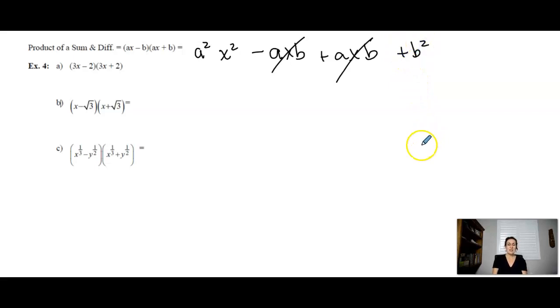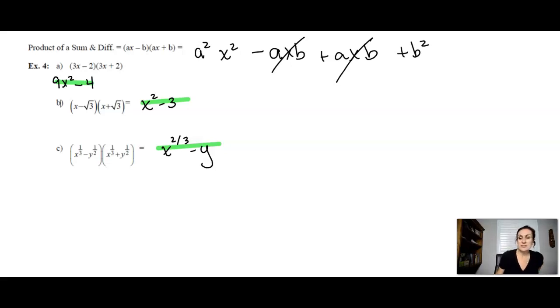So looking at example 4, if you want to try these on your own and then check with the video. The answers for example 4, if you had problems, I'm going to go over B and C right now. Otherwise, you can just move on to the next part of the video. So looking at B, first times first, x times x is x squared.